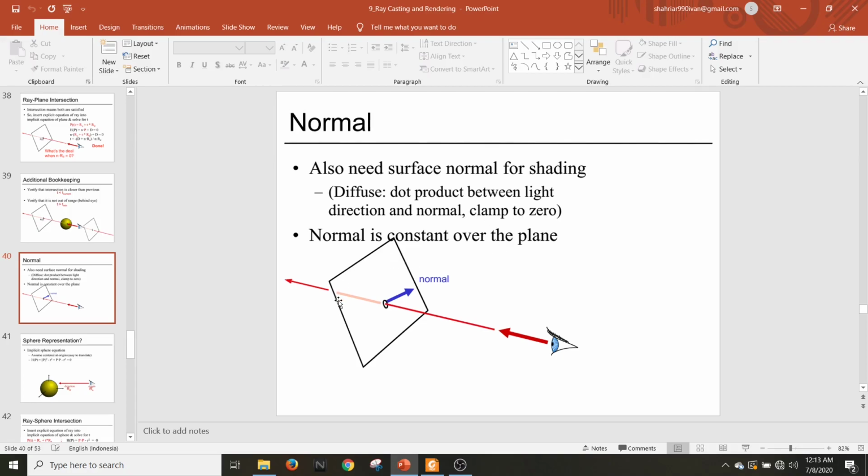You can actually make it analogous to a ball. If you put a ball here and the light is coming in this direction, then the part of the ball where the surface normal is along the direction of the light will get illuminated most.